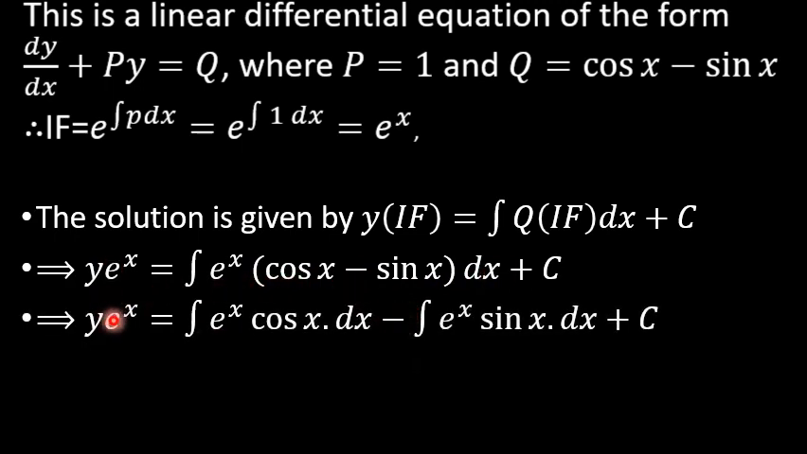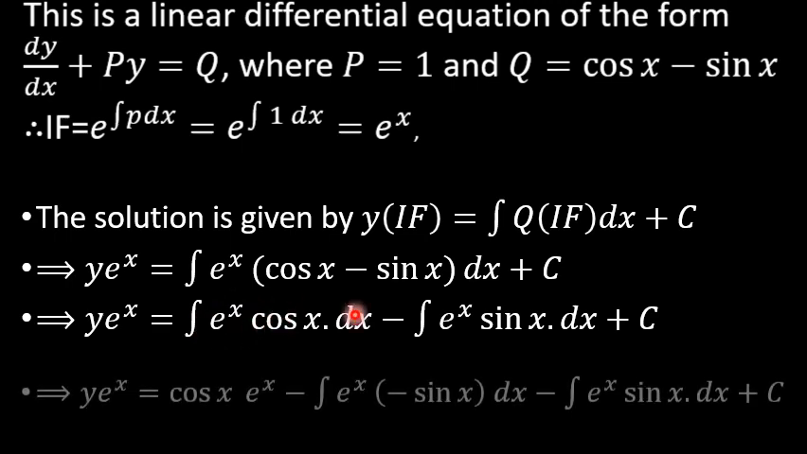So we get y into e to the power of x is equal to integral of e to the power of x into cos x dx minus integral of e to the power of x into sin x dx plus c. That is, we are multiplying by e to the power of x and integrating term by term. That is, integral e to the power of x cos x minus integral e to the power of x sin x. Now let us consider cos x as the first function and e to the power of x as the second function. That is, we are integrating this first integral using integration by parts.